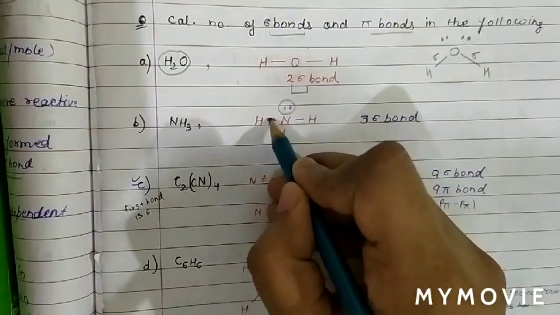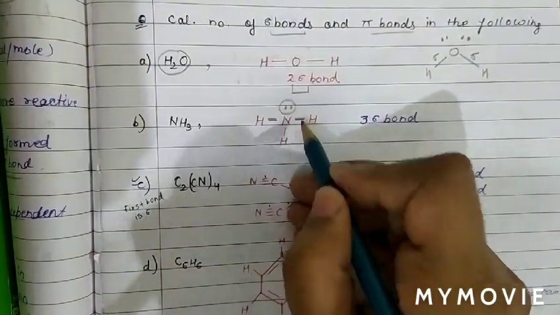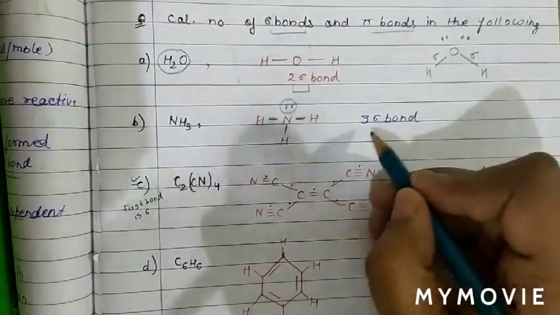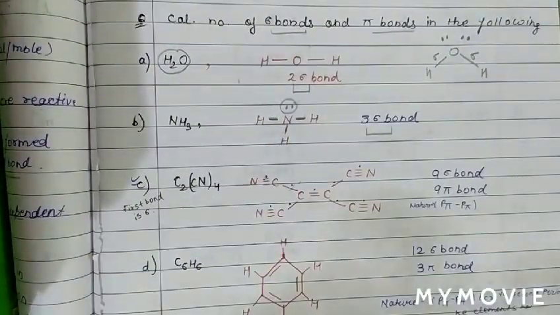As we can see, this bond is a single bond, meaning a sigma bond. This is also a sigma bond. This is also a sigma bond. So how many sigma bonds are there? 3 sigma bonds are there.